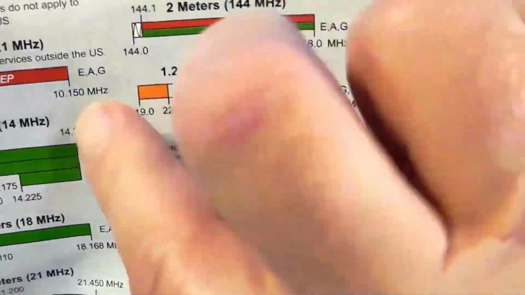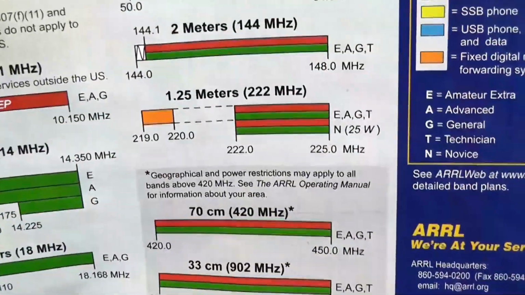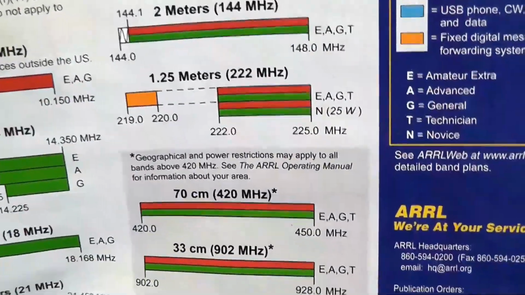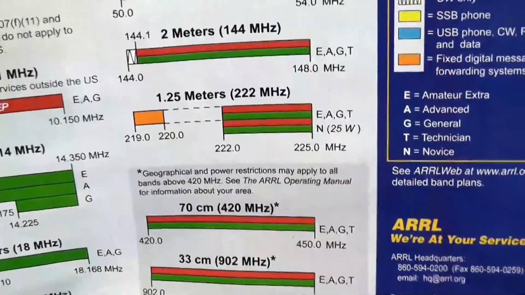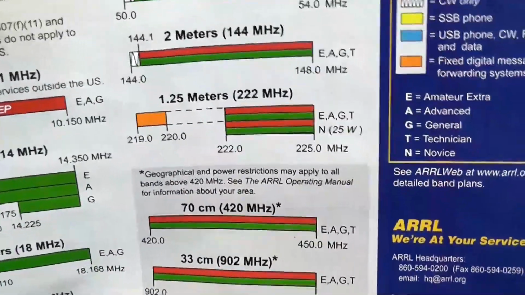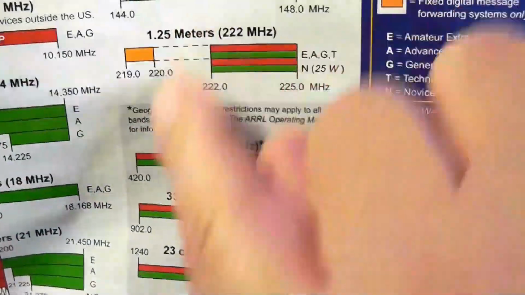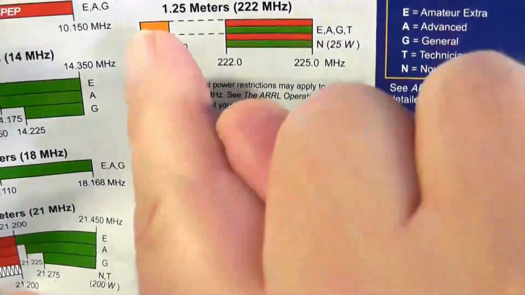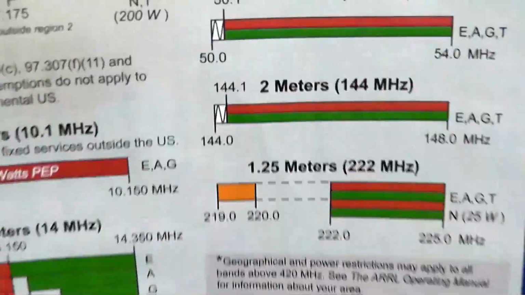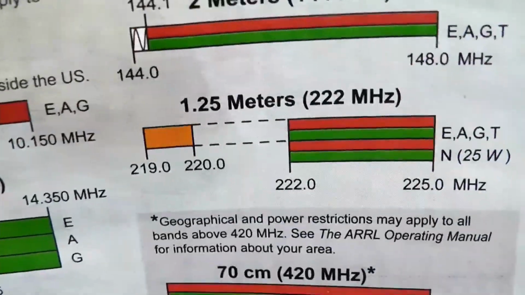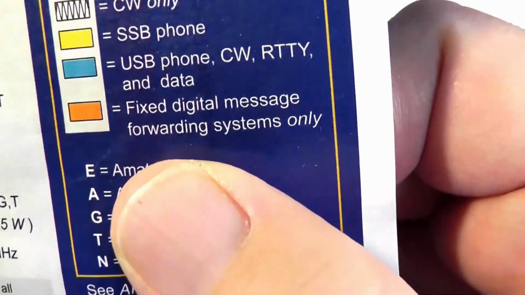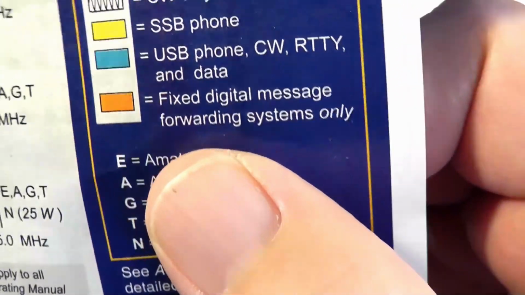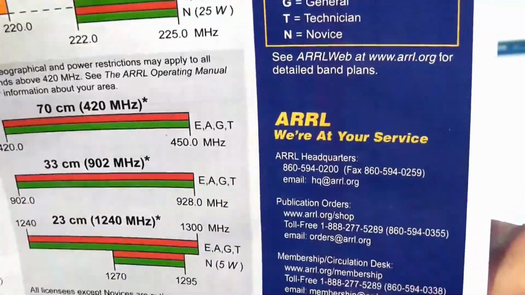Now there's a band in between, 220 megahertz, 1.25 meters, where there's still 3 megahertz of space. Finally, we're starting to see some people make equipment for this band again. 2 megahertz was taken away. Now this section right here, 219 to 220, the technician can use, but only for fixed digital message forwarding systems only. Seems kind of arbitrary, but that's the way they are.